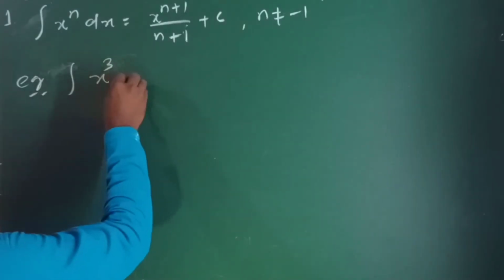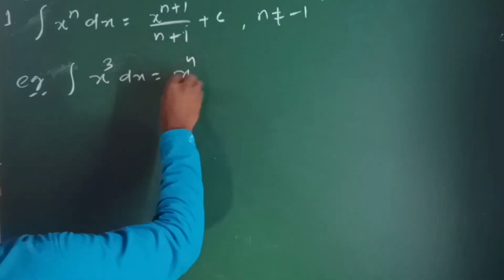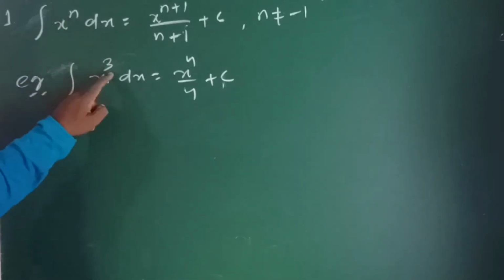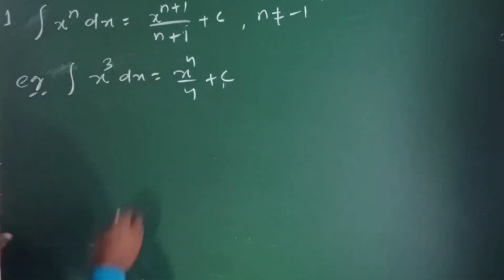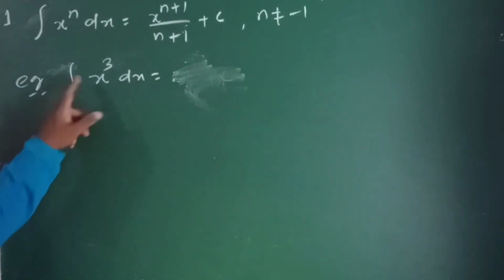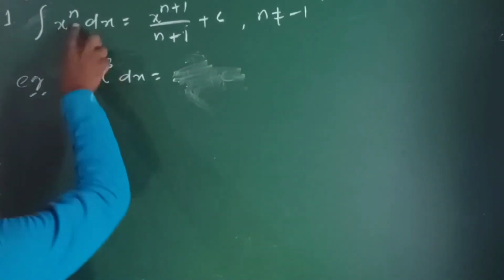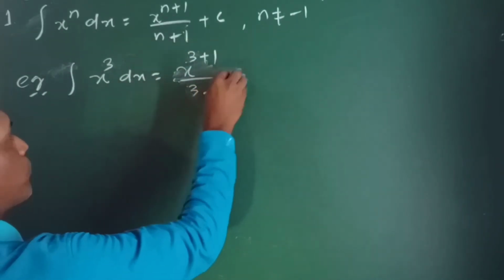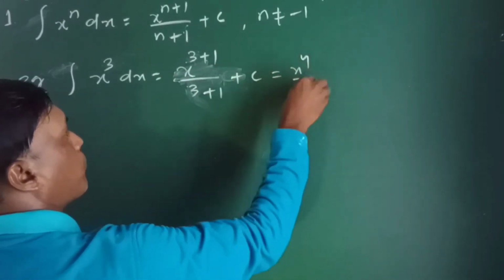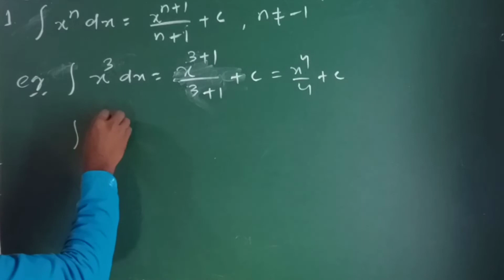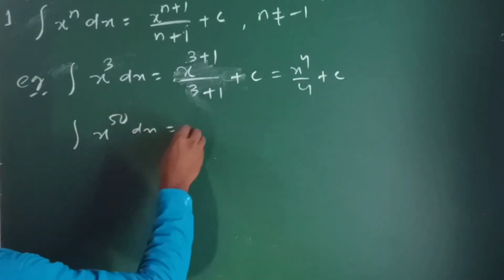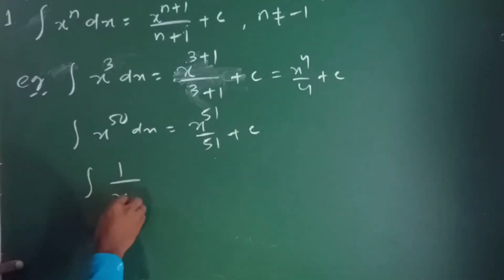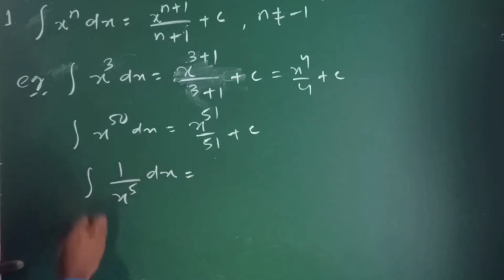Integration of x to the power 3 is x to the power 4 by 4 plus c, because here n is 3, and this is x to the power 3 plus 1. Integration of x cube dx: here x to the power n has n equal to 3, and the formula gives x to the power 3 plus 1 by 3 plus 1 plus c, which is equal to x to the power 4 by 4 plus c. Integration of x to the power 50, we can directly solve it: x to the power 51 by 51 plus c.